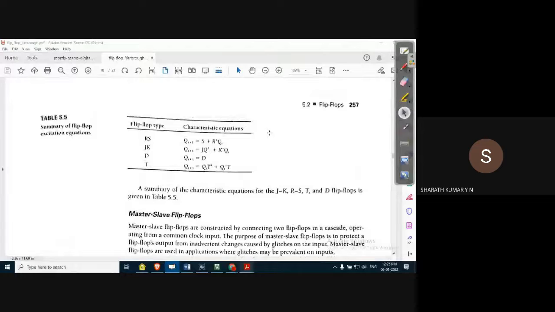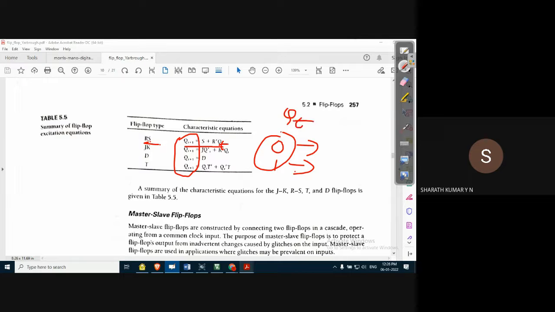Yes, this is the summary of the characteristic equations, for the SR flip-flop, not the latch. What is the difference? A latch is asynchronous; it does not have a clock pulse. A flip-flop has a clock pulse. That is why, if you observe the equation, it is written as Q(t+1), the next state. That is, for a given present state condition, what will be the next state? For the SR flip-flop, the equation is S plus R' Q(t). It is not Q(t+1), it is Q(t), the present state. Q(t) can be 0 or 1.